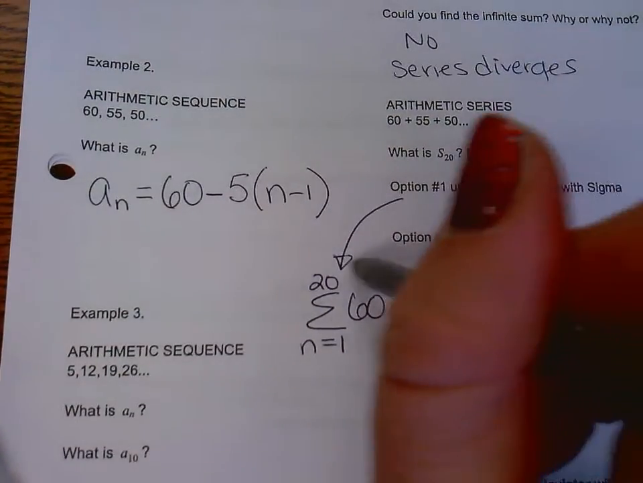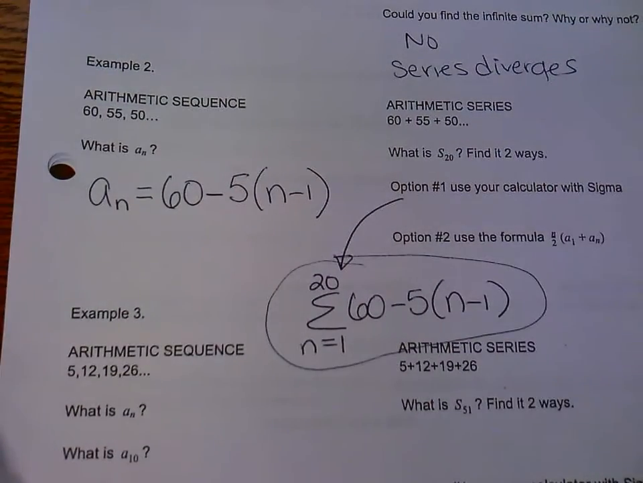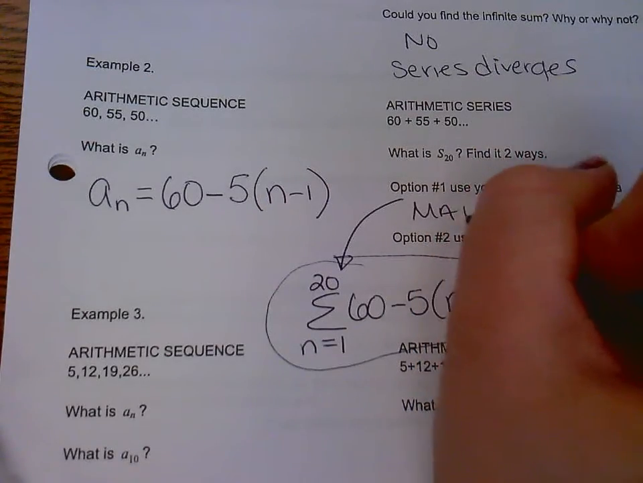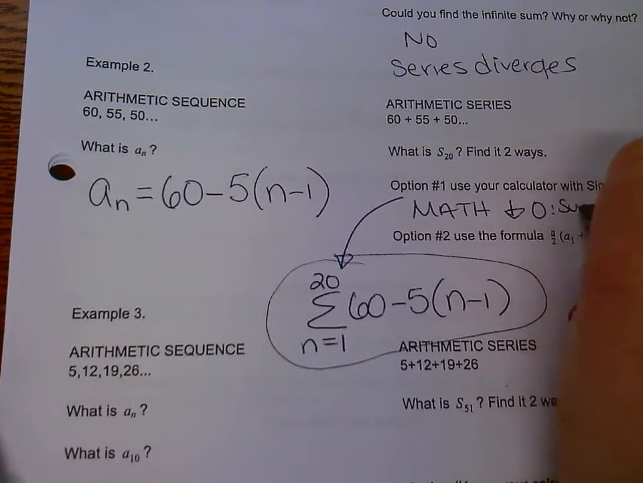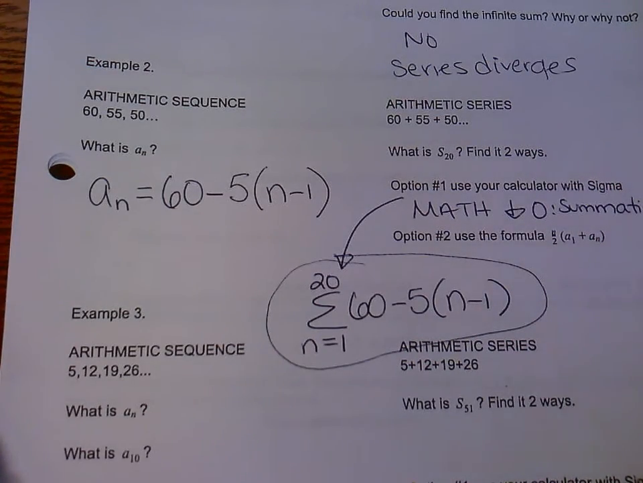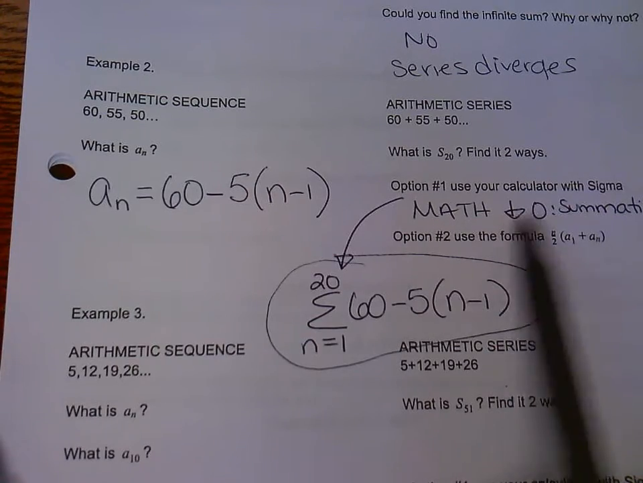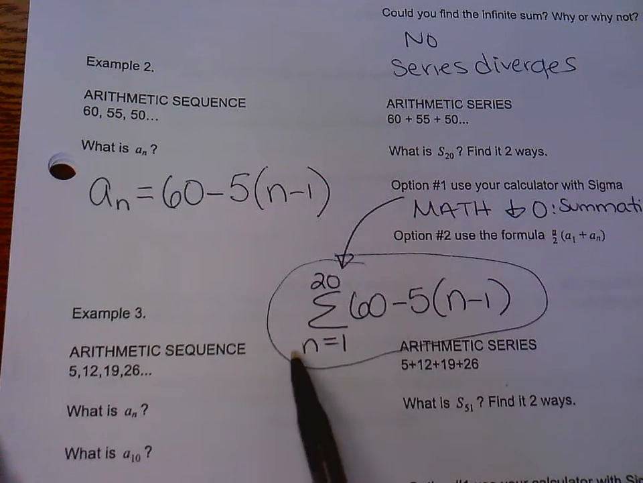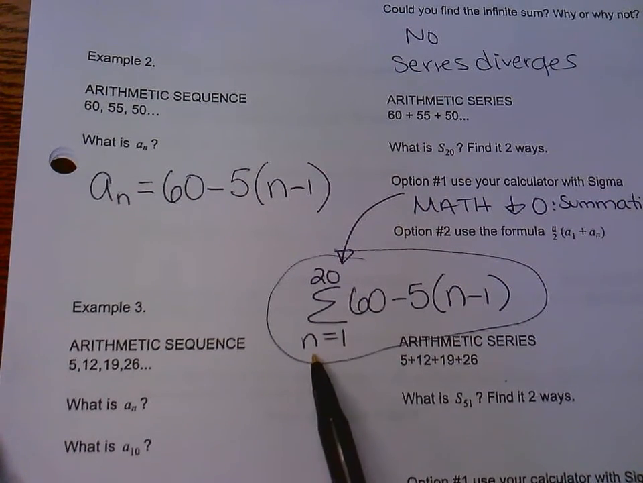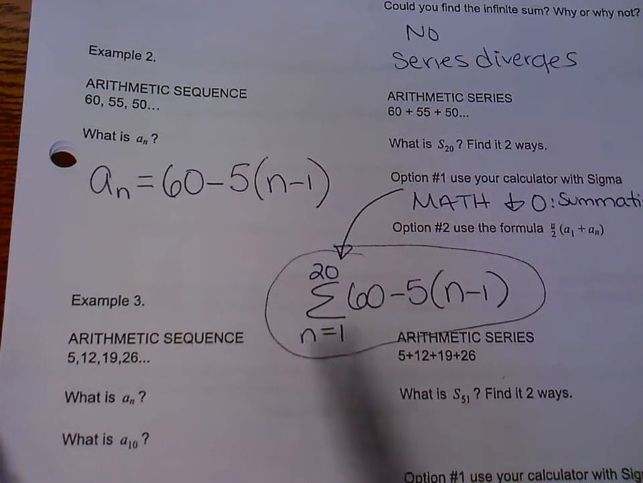So that's what it means to use sigma notation on your calculator, and it's under the math key, and you scroll all the way down to 0. Summation. So if you haven't tried these on your calculator yet, you need to hit the math key, arrow down to choice 0, summation, and type this in. Where it says n, you're going to use the x variable key. And I'll type it in on my calculator. Oops.